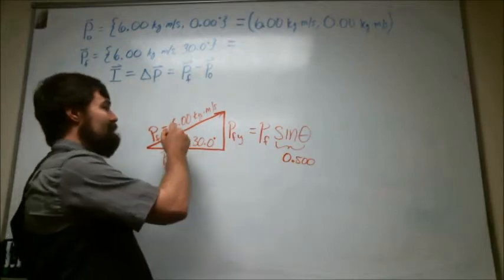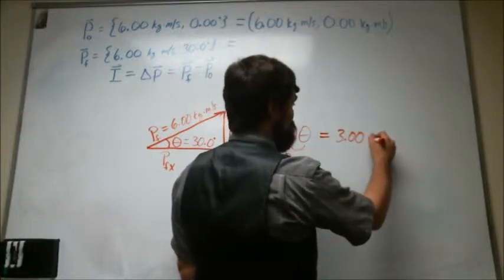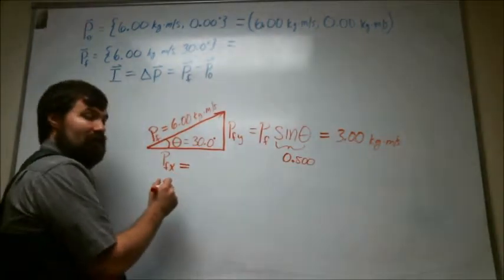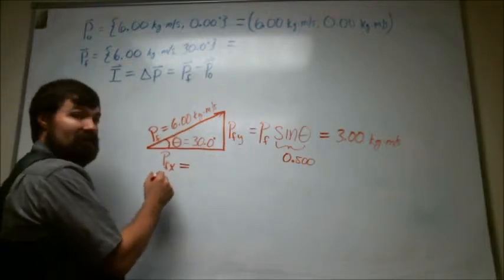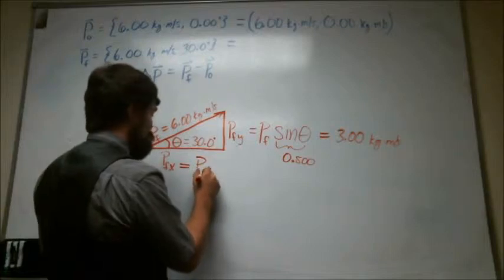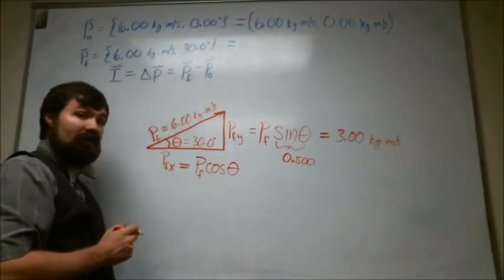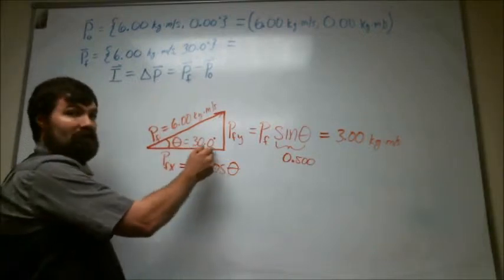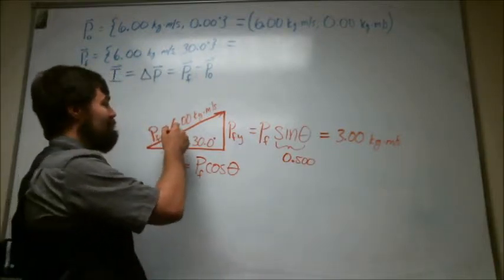So a half times 6 gives me 3. So this part is 3.00 kilogram meters per second. And then similarly, the cosine of any angle is going to be adjacent side over hypotenuse. So if I want the adjacent side, I should take the hypotenuse and multiply it by the cosine of the angle. So this is going to be p final cosine of 30 degrees. Cosine of 30 degrees is square root 3 over 2, but I need to round off to 3 significant figures because that's how many I started with. And so by obeying the rules for significant figures, I actually end up with 3.